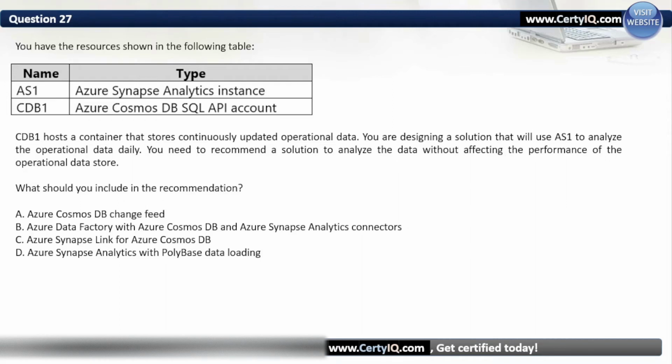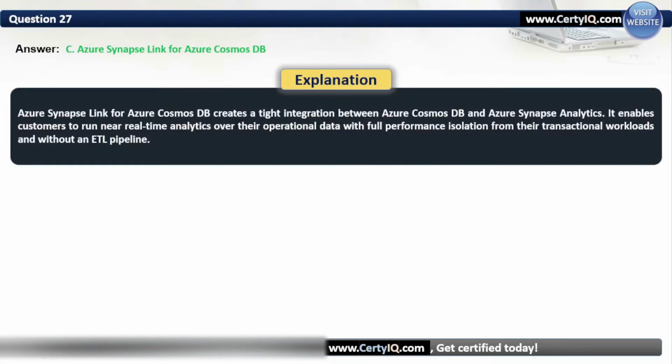The correct option is C, Azure Synapse Link for Azure Cosmos DB. Azure Synapse Link for Azure Cosmos DB creates a tight integration between Azure Cosmos DB and Azure Synapse Analytics. It enables customers to run near real-time analytics over their operational data with full performance isolation from their transactional workloads and without an ETL pipeline.